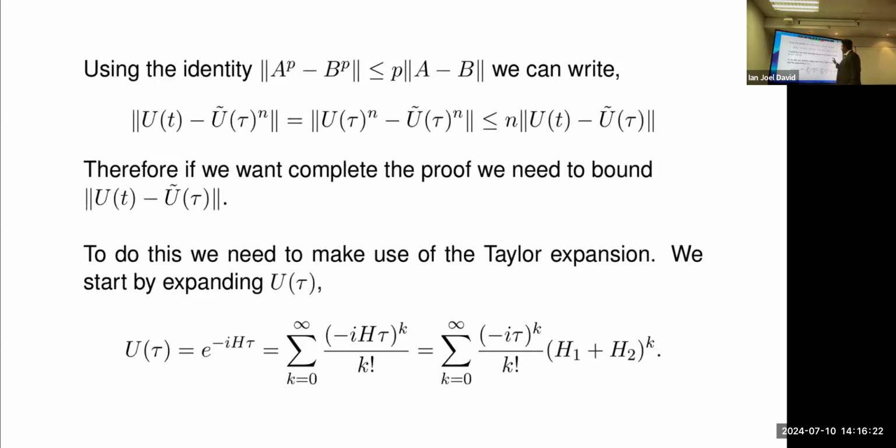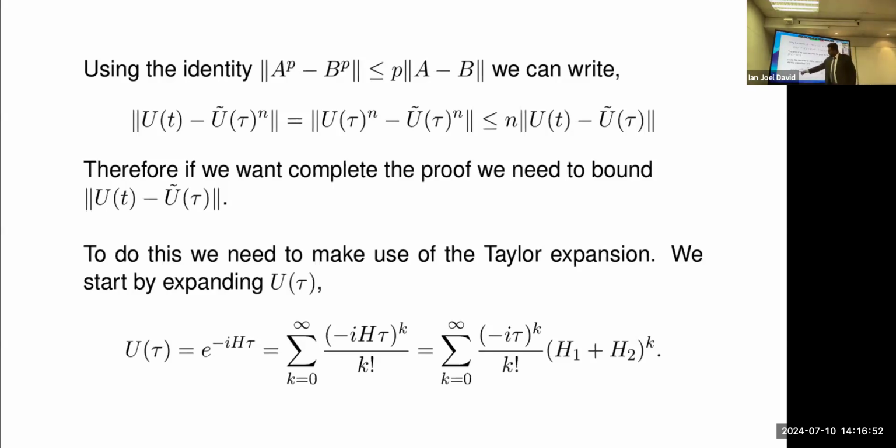Okay, and therefore, if we want to complete the proof, we need to bound this quantity with a small time. So to do this, we need to start by making a Taylor expansion on u of tau, okay, because tau is a small time step. So I've shown you already in the first lecture how you can write down the function of an operator as a Taylor series. And I mentioned that the exponential formula is going to be very, very important. And this is where you see it, right?